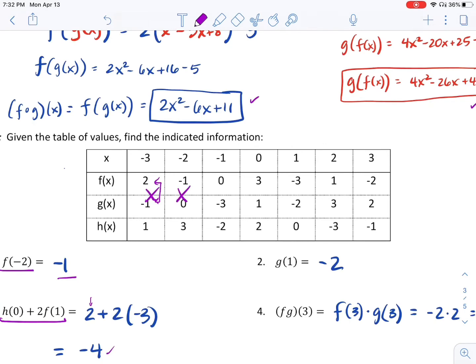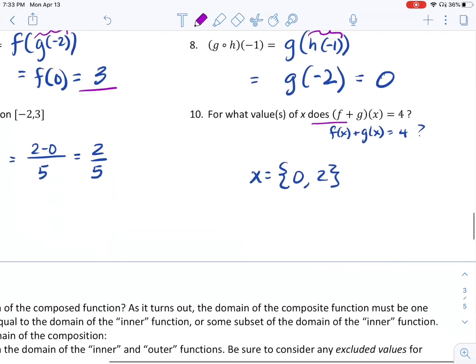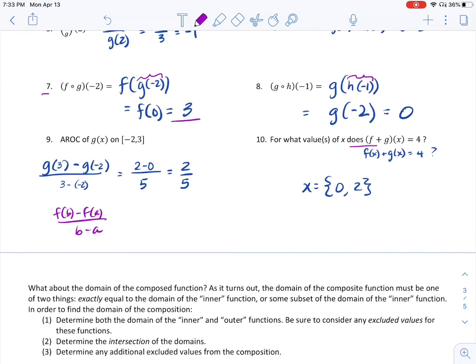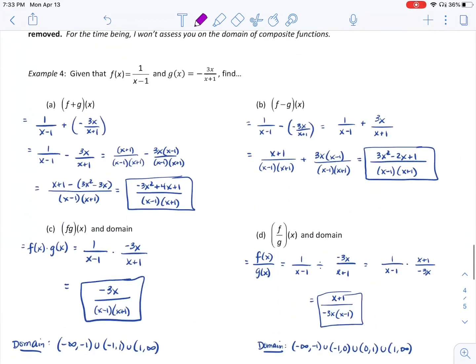These don't add to 4. 0 and negative 3 don't add to 4. 3 and 1 do add to 4, so 0 is one of those values. Negative 3 and negative 2 do not add to 4. 3 and 1 do add to 4, so 2 is also a value where f plus g would equal 4. And these also don't work. So what is my solution set? For what values of x does f plus g of x equal 4? 0 and 2.